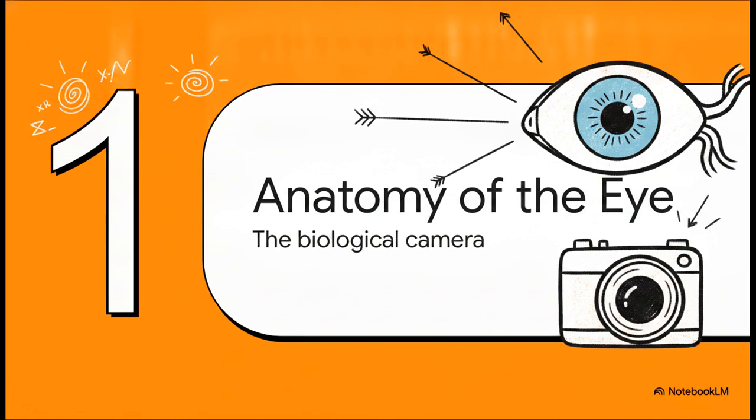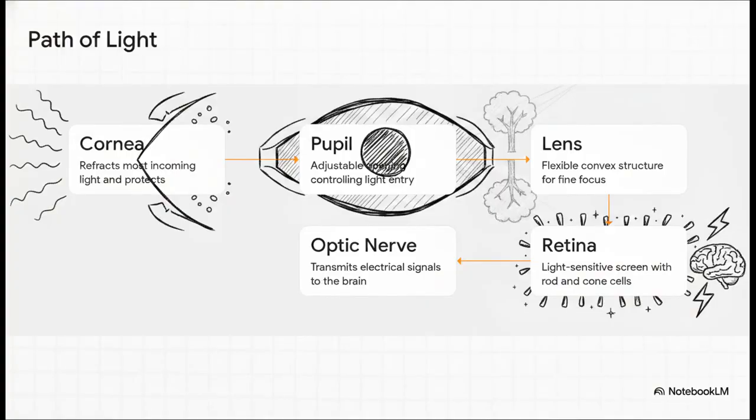Okay, let's kick things off with section 1, anatomy of the eye, the biological camera inside your head. I want you to think of the human eye not just as a body part, but as this highly advanced natural optical instrument. It's basically a biological camera. Let's actually trace the journey of a single photon of light.